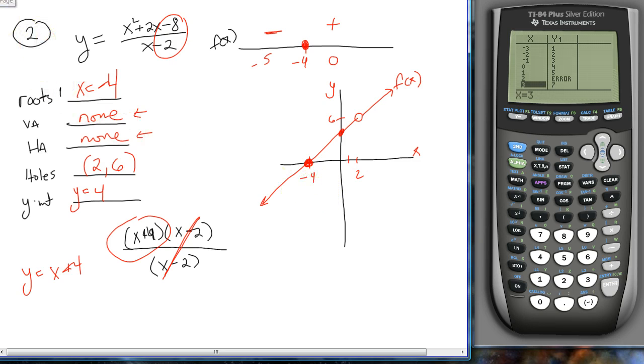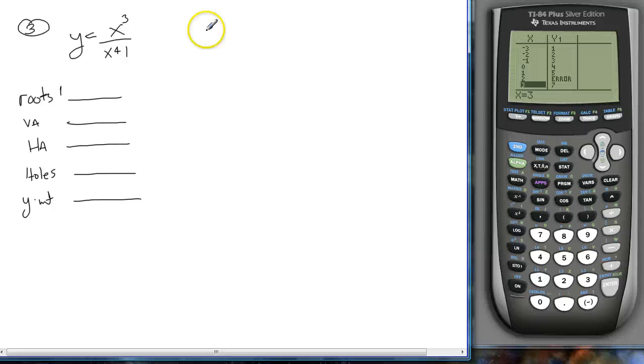Let's try it again. All right, here we go. What you want to do, you want to factor. It's a curvy line. All right, hopefully you're done trying to factor because it doesn't factor. All right, Step 2. Let's go through our pieces.